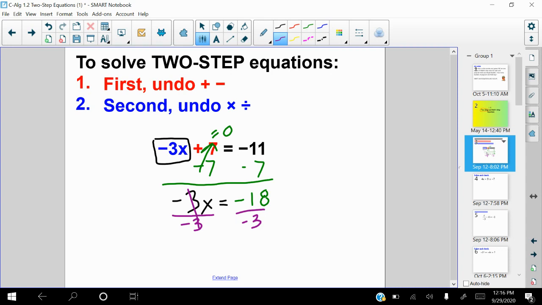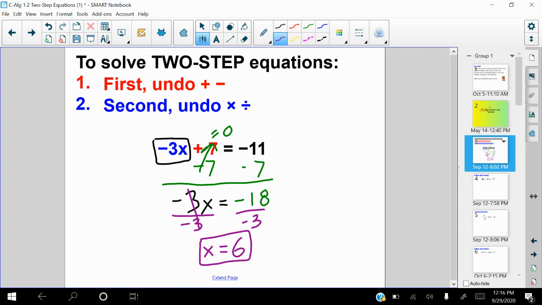That cancels out. That becomes 1. So now we're left with x is equal to negative 18 divided by negative 3. I notice I have a negative divided by a negative that turns into a positive. Now 18 divided by 3 is 6. Therefore, the solution to this equation is going to be 6.